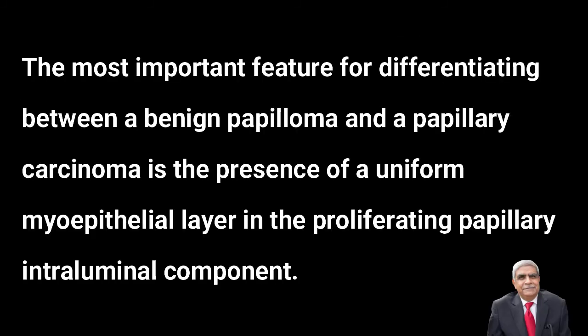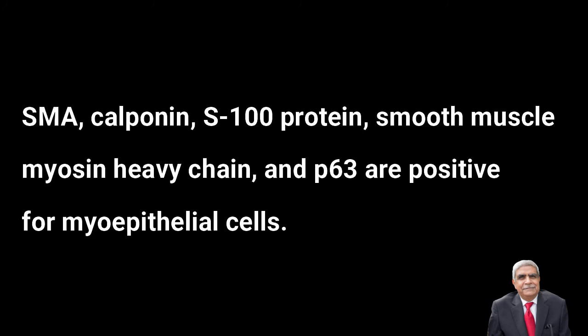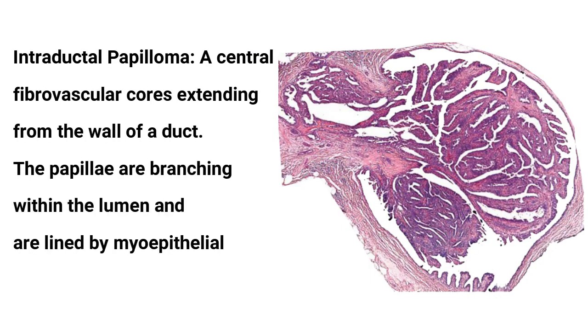The most important feature for differentiating between a benign papilloma and a papillary carcinoma is the presence of a uniform myoepithelial layer in the proliferating papillary intraluminal component. Most important point: the presence of apocrine metaplasia within the lesion favors a benign lesion. Another most important point, immunohistochemistry: SMA, calponin, S100 protein, smooth muscle myosin heavy chain and P63 are positive for myoepithelial cells.